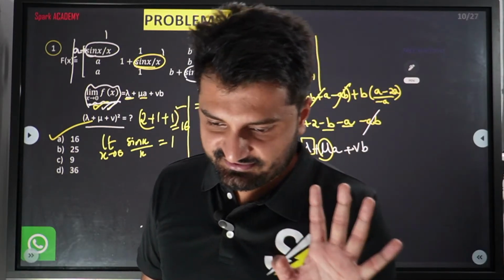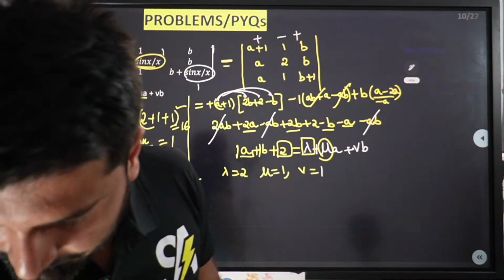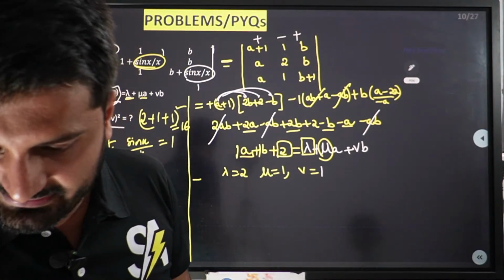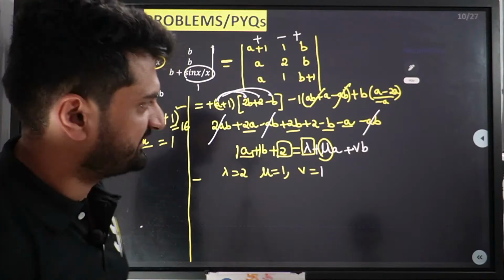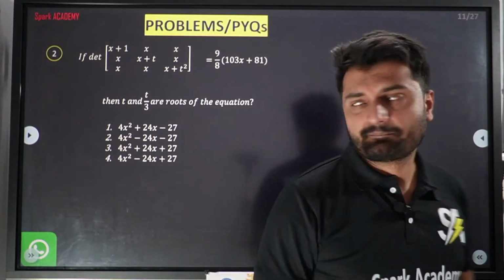So you can solve this question easily using determinants. They are asking this question based on simple determinants. So that's the first question. Now look at the second question.